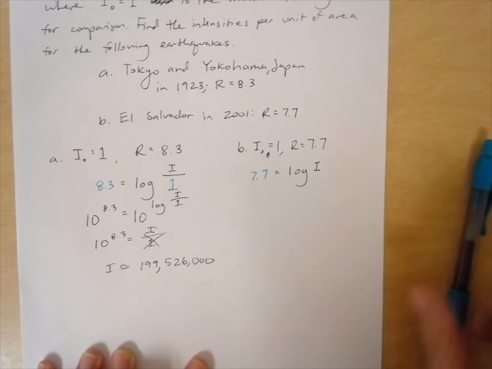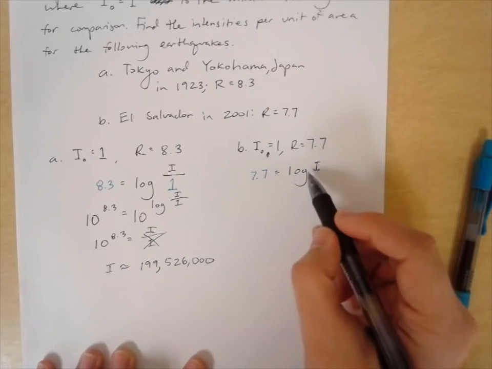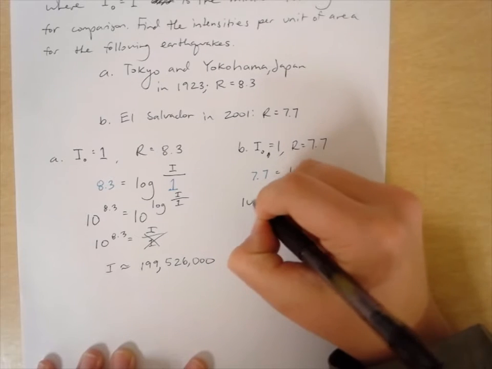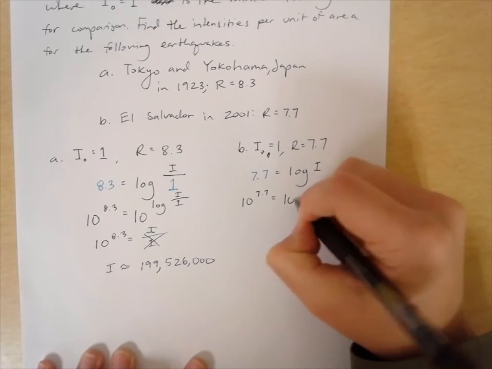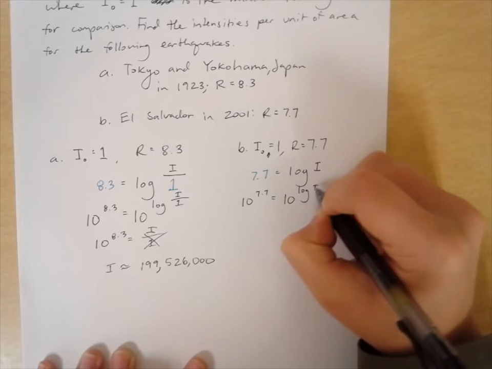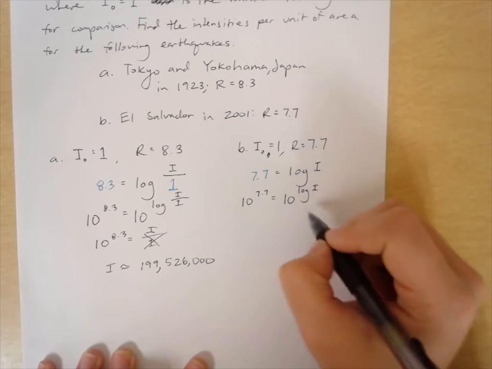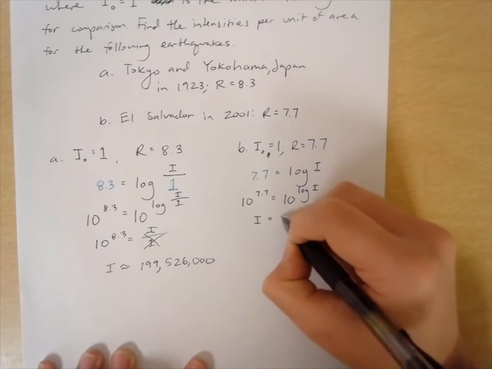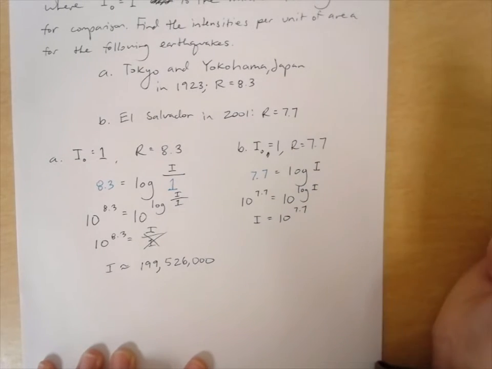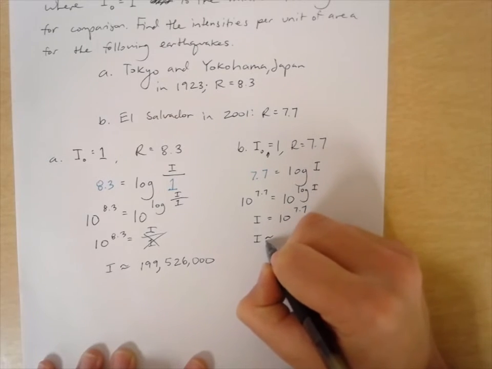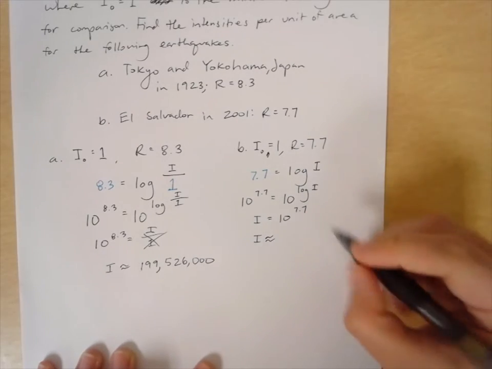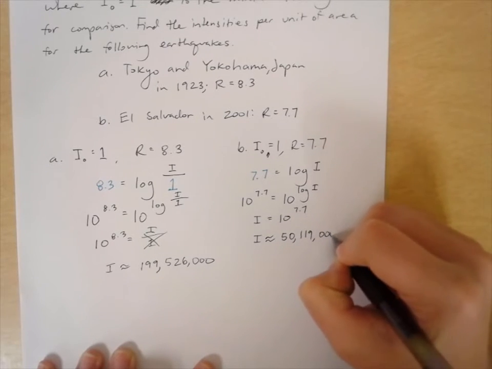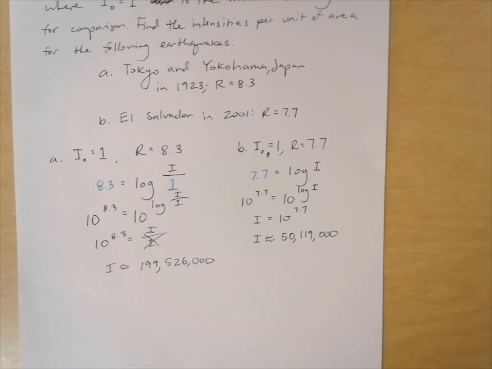And what we can do this time once more is the same process, because my base number is still 10, so I'm going to make everything a power of 10. 10 to the 7.7 equals 10 to the log I. When my 10 and my log go away, I get that I is equal to 10 to the 7.7. When I use my calculator to help me, I see that I is approximately 50,119,000.